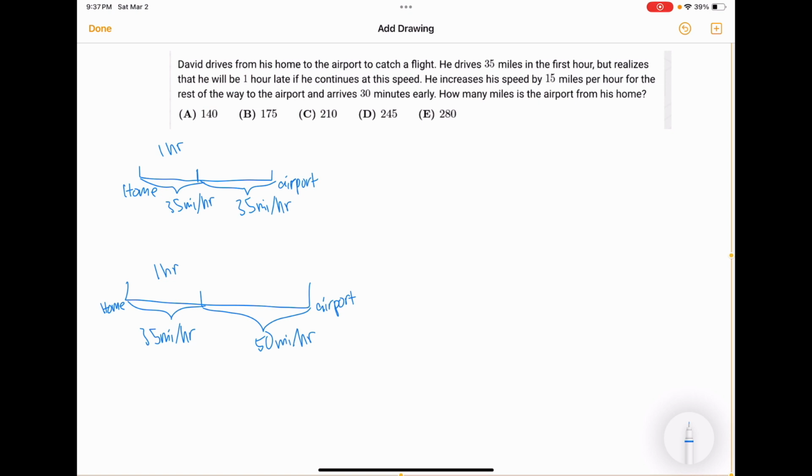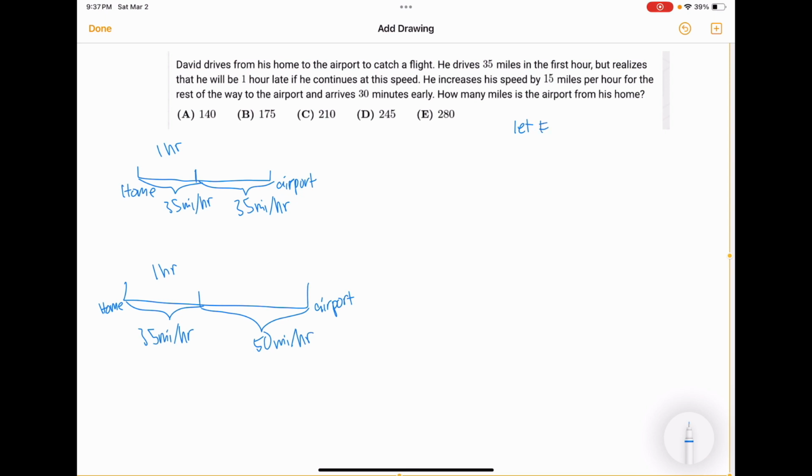So the question is, how many miles is the airport from his home? We will just let that be x. So let the number of miles from home to the airport be x. Well, we can set up an equation revolving around the fact that in the first scenario, he arrives 1 hour late, and in the second scenario, he arrives 30 minutes early.